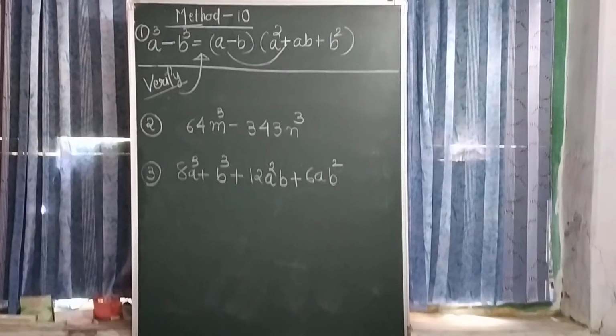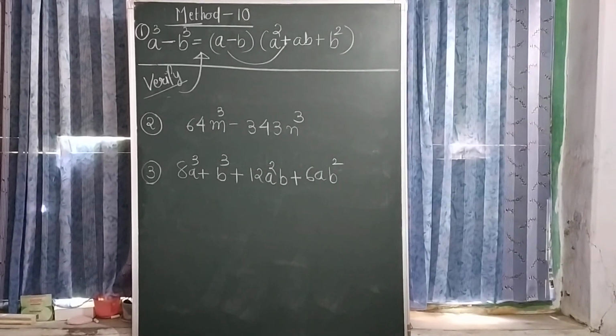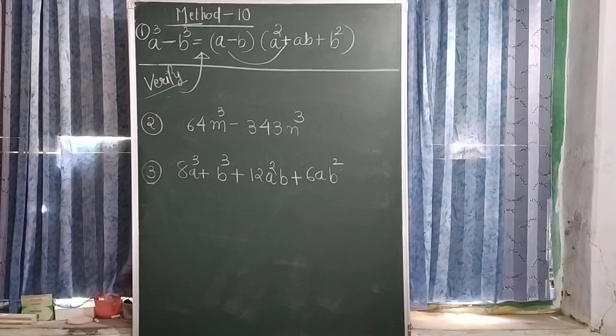So the first example, a plus b the whole cube, you have to verify the same way that I have already verified a cube plus b cube. Okay, the way I verified a cube plus b cube, the same way you have to verify a cube minus b cube. The second example, 64 m cube minus 343 n cube. You have to solve this example by your previous identity, a cube minus b cube. Okay, and the third example you have to solve by the a plus b the whole cube identity.